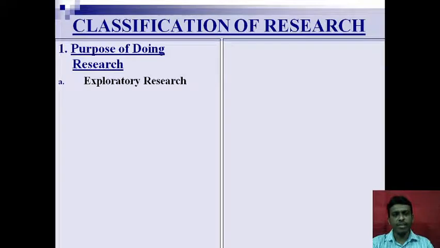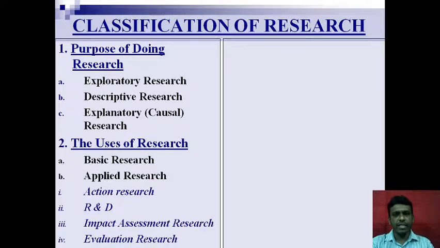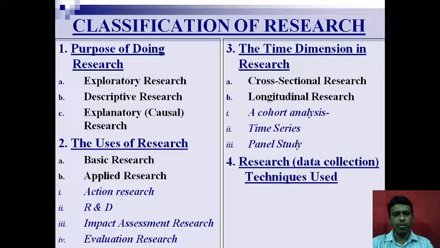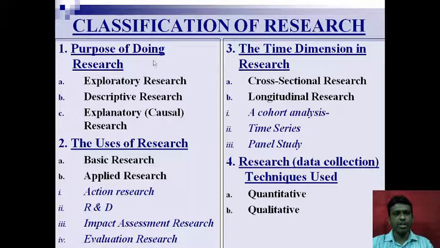In our previous classes, we have seen the classification of research based upon three different criteria. The first one was the purpose of doing research. The second was classification based upon uses of research. The third was classification based upon the time dimension of research. Today we are going to study the classification based upon data collection types or techniques that are used.